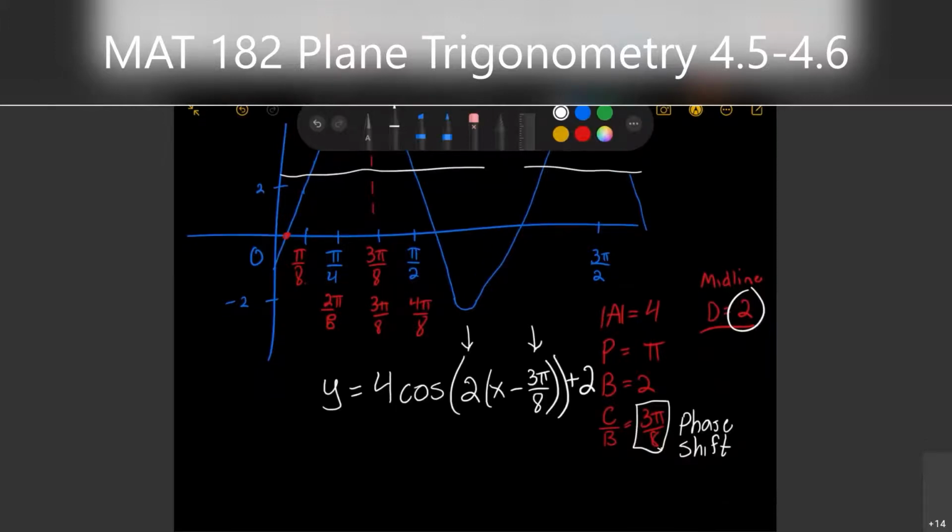If you needed to rewrite this in a different form, then you just distribute your 2 to then get 2x minus 3 pi over 4.